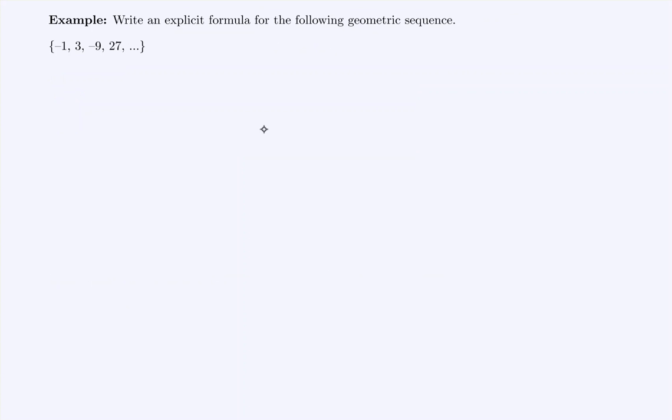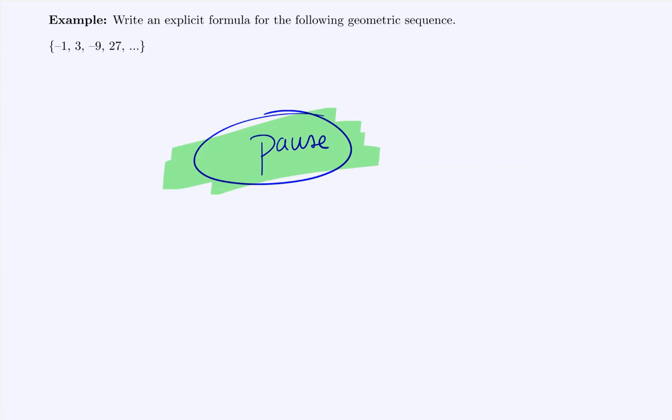I'd encourage you to pause the video and work through this one on your own as well. Remember that we do have a general formula. We know that a sub n is the first term times the common ratio to the n minus 1. So you can write a general formula if you can identify the first term and if you can identify the common ratio. So attempt the problem, pause, and then unpause to check your work.